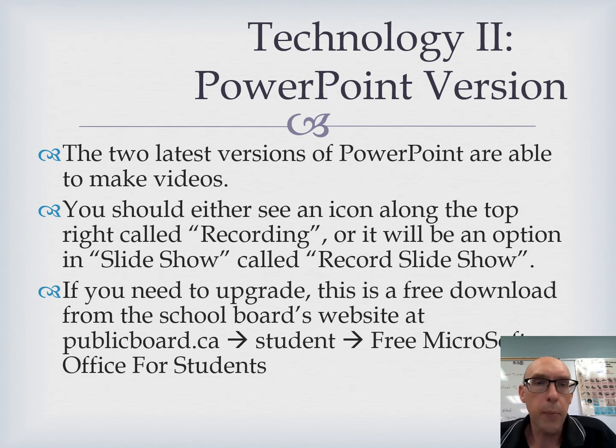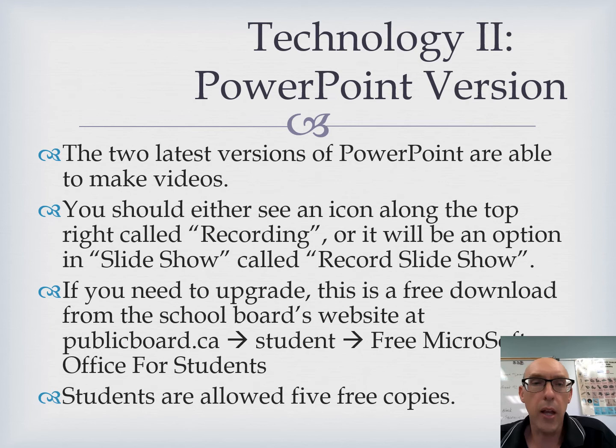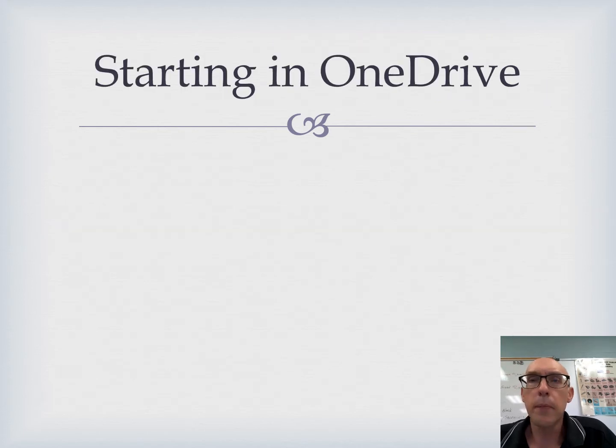Next point. If you need to upgrade because you don't have the newer version, this is a free download from the school board's website. So you go to publicboard.ca and then you've got the little button at the top for student, and then near the bottom of the list somewhere is free Microsoft Office for students. And the great thing about it is you can download this onto your devices and you're allowed up to 5 free copies. And those are good for as long as you are a student with the school board. So we're going to move on now.